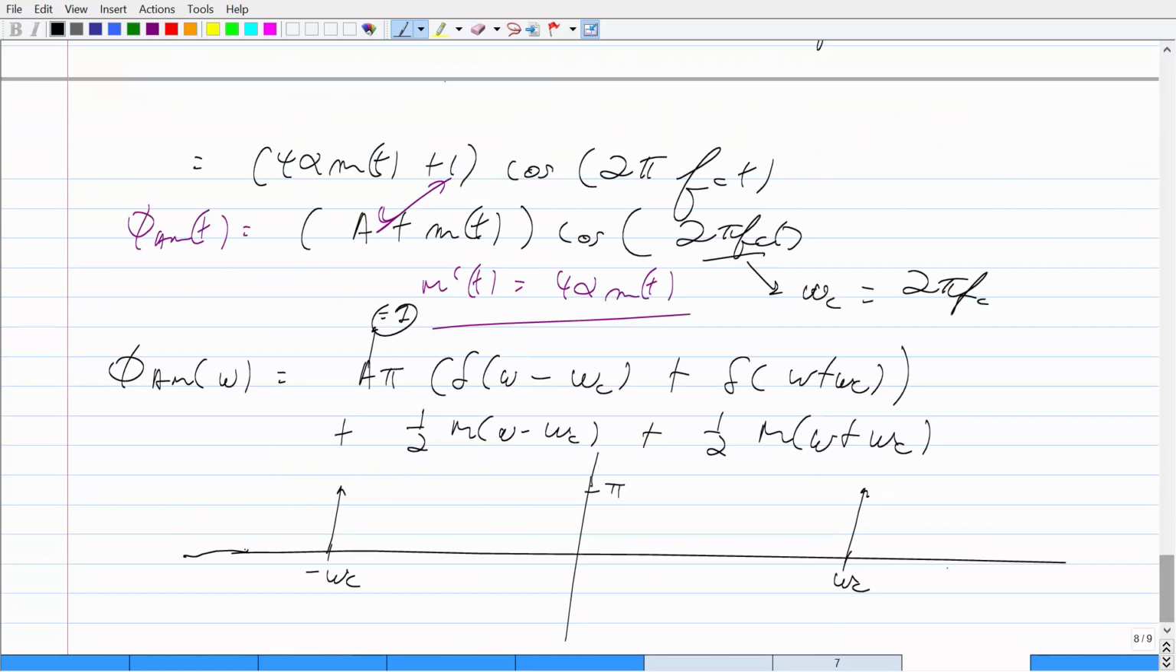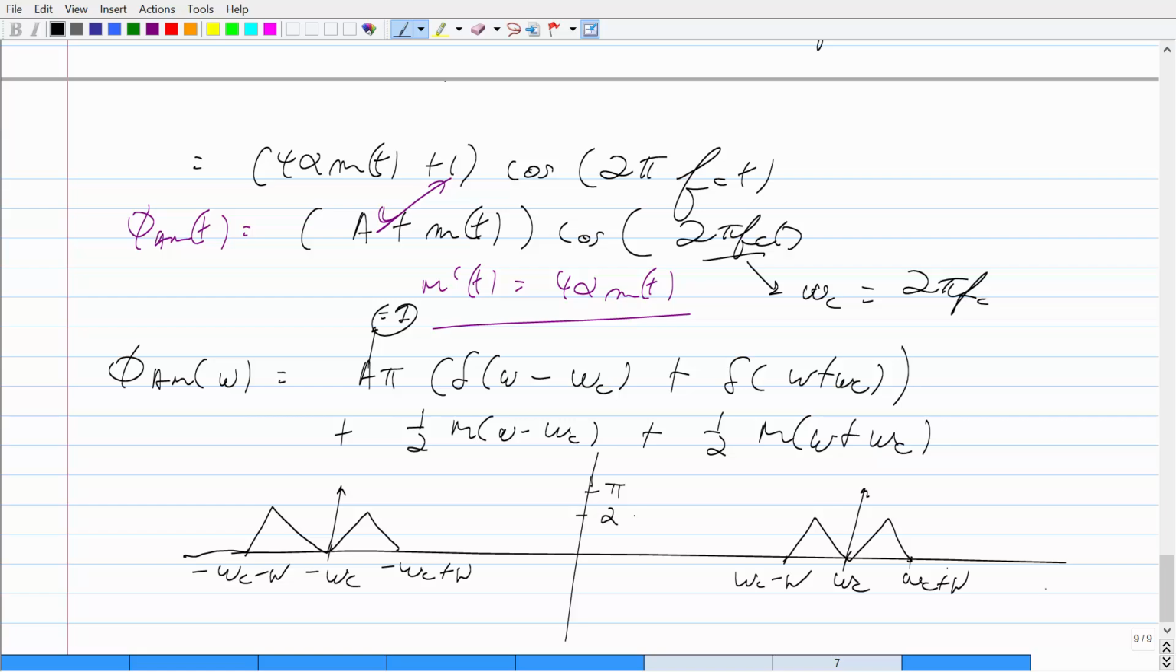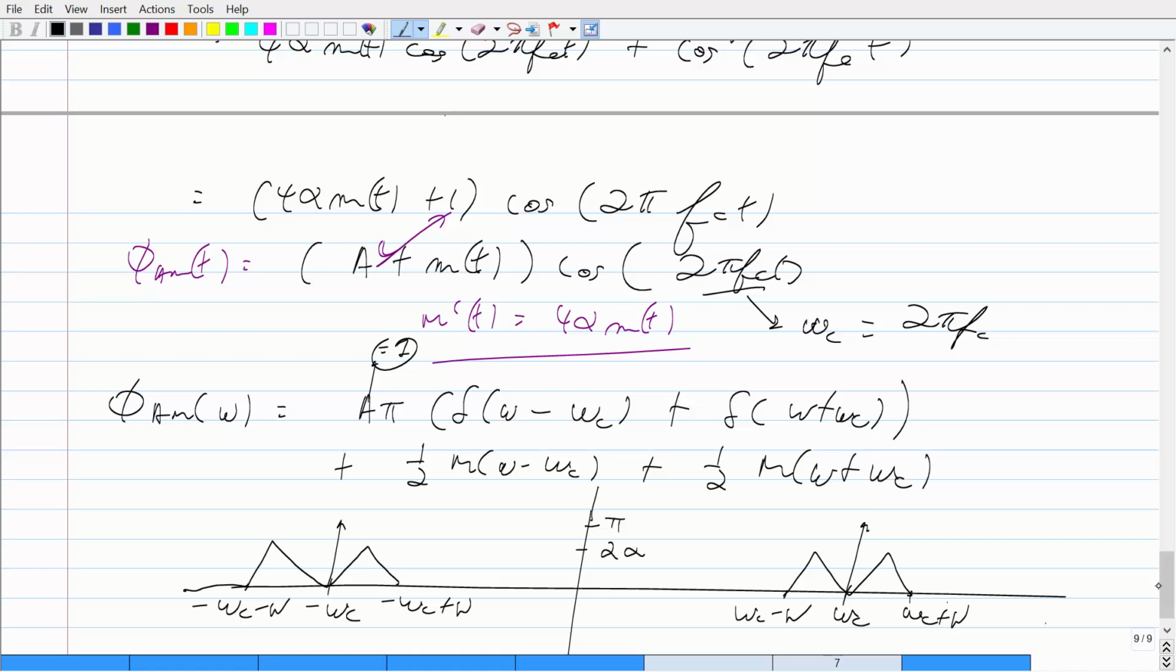Yeah, w. So we're going to have one that looks like this. And then, this is minus omega c plus, minus omega c minus w. And the height here is 2 alpha. The reason why is because we have a height of 4, and then we have to divide by 2 because of this guy. So because of this, you get a height of 2 alpha instead. Yep, 2 alpha. Any questions here? This is omega, of course.